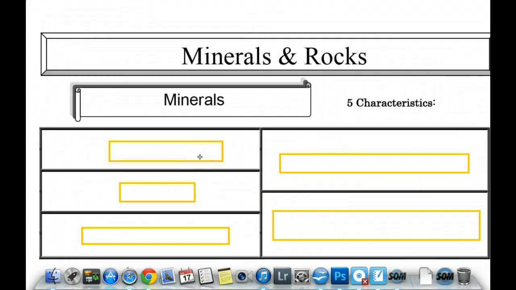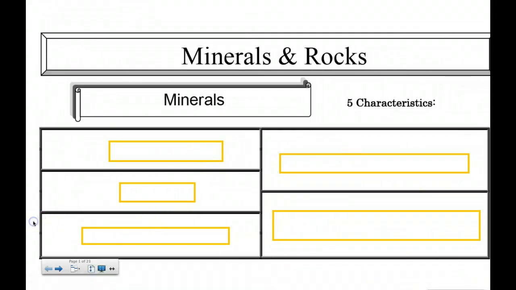So this is our notes on minerals and rocks. We're going to start with minerals, because minerals make up all rocks. So all rocks are made up of minerals, and there are certain characteristics that all minerals have.